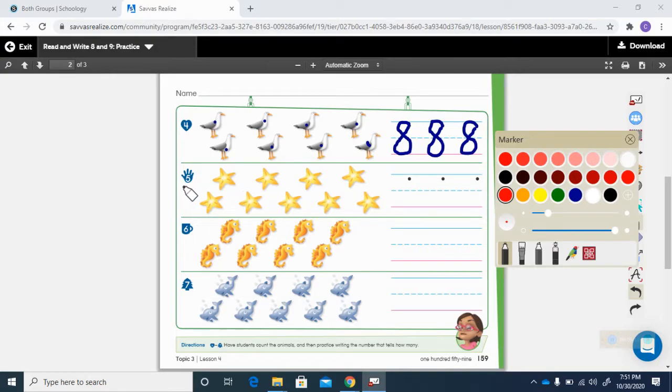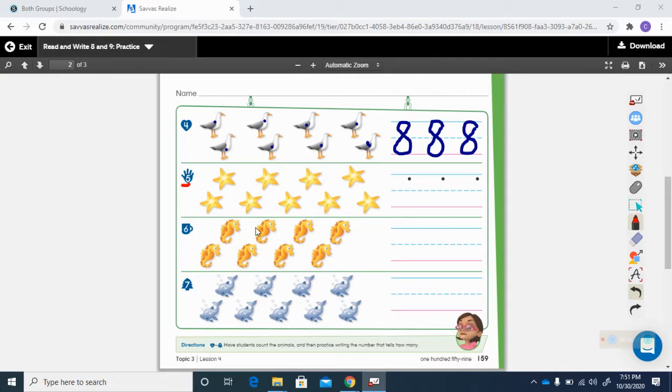Okay, we are going to count for number 5. We are going to count the starfish. Ready? 1, 2, 3, 4, 5, 6, 7, 8, 9. We have 9 starfish. So what number are we going to write over here? We're going to write the number 9. Remember, start at the dot. It's a magic C. Back up. Big line. That is how we write a 9.